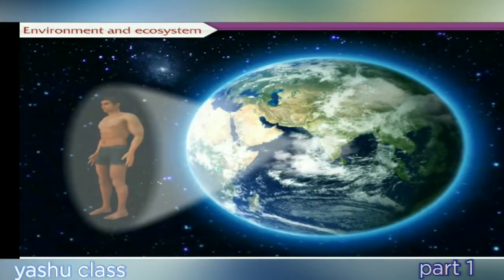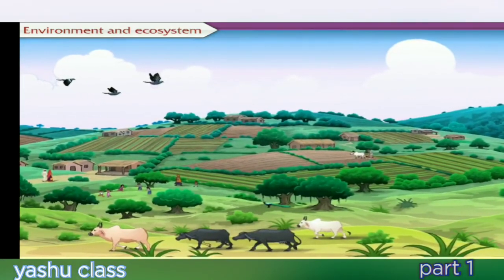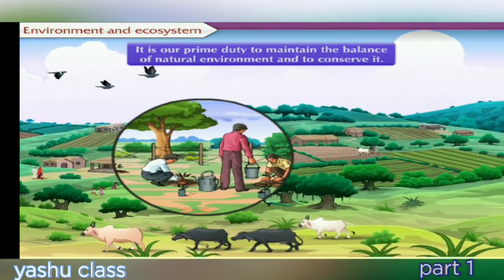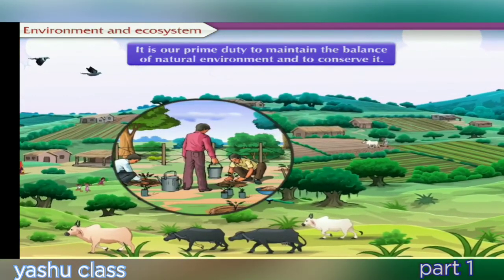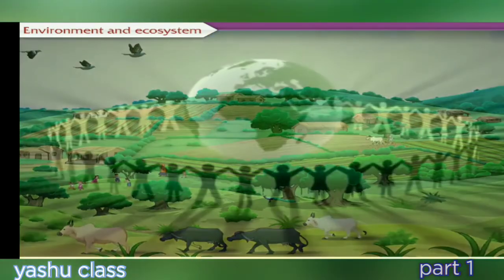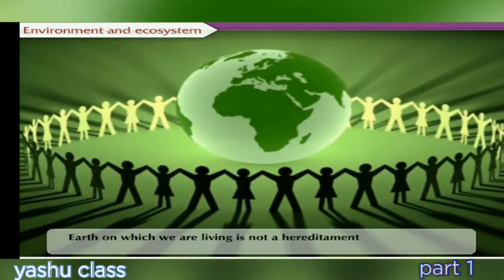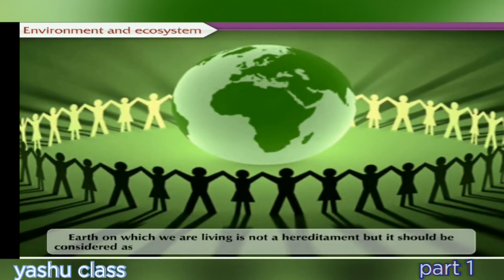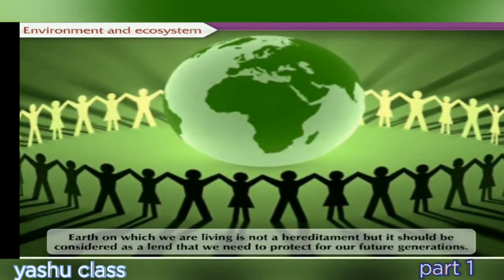Existence of human life on the earth is only possible because of existence of nature on earth. Therefore, it is our prime duty to maintain the balance of natural environment and to conserve it. It is rightly said that the earth on which we are living is not a hereditament, but should be considered as a loan that we need to protect for our future generations.